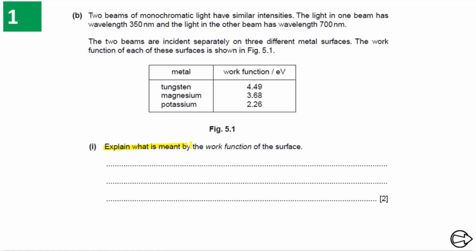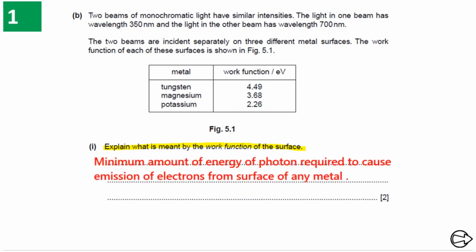For part B1, we need to define what the work function of the surface is. It means the minimum amount of energy required to release an electron from the surface. The electron is just at the surface. How much energy do we need, the minimum amount of energy? This is what the question is asking us. Now let me help you with how to define work function.